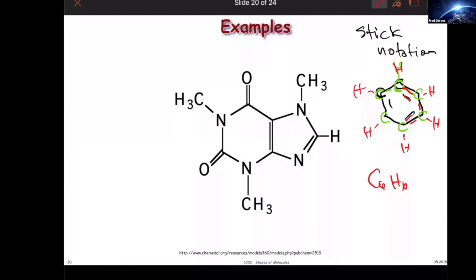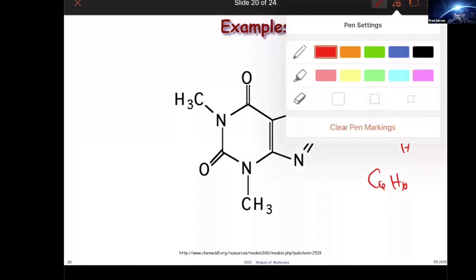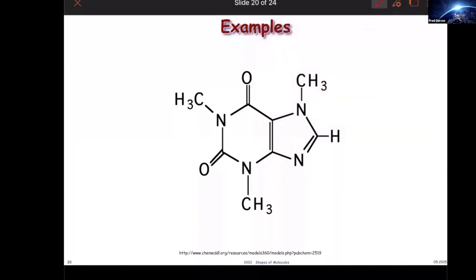And the reason I'm showing you the stick notation is because now we go back to caffeine here. Now we can see that this is a carbon, this is a carbon, this is a carbon, and this is a carbon. Okay. Each of those carbons has 4 bonds. Count them.